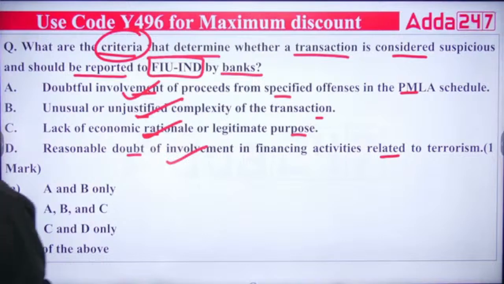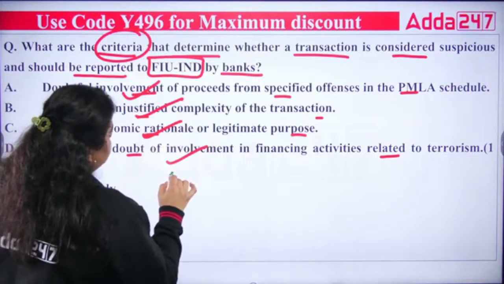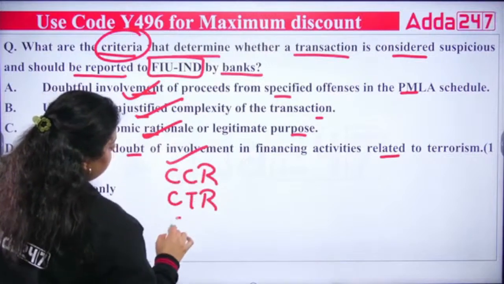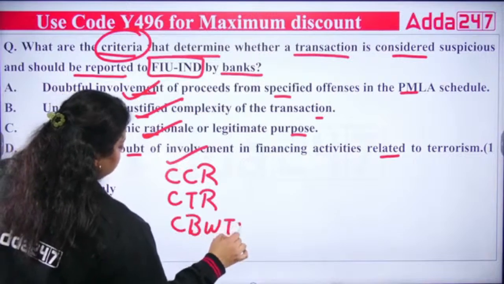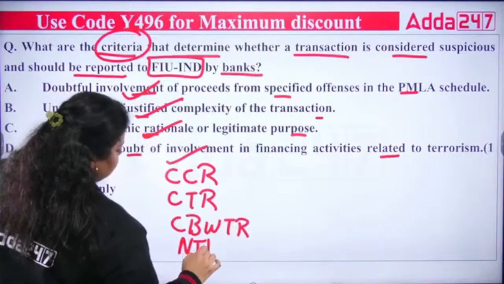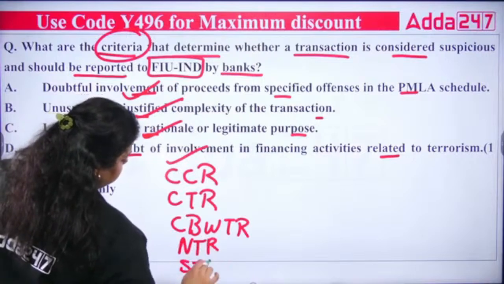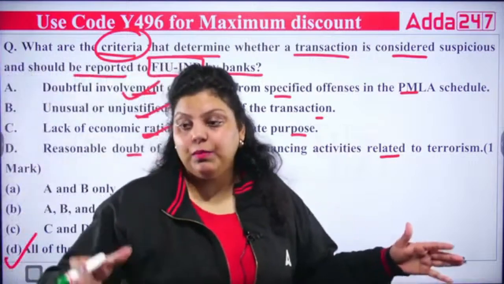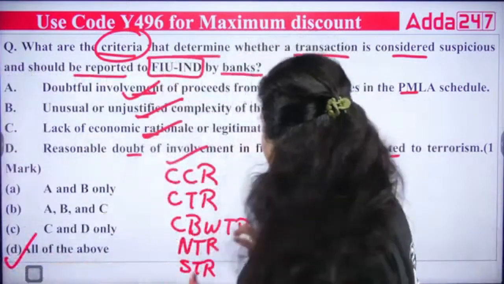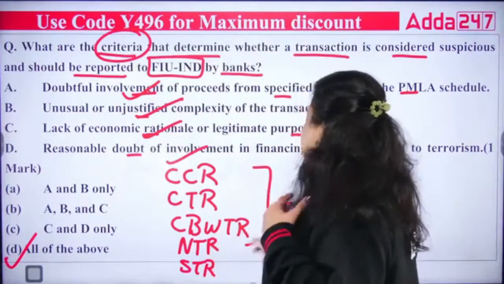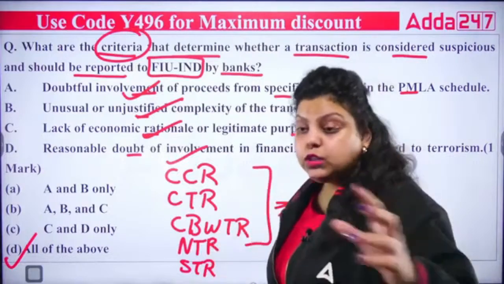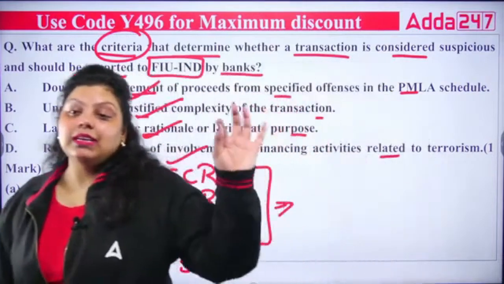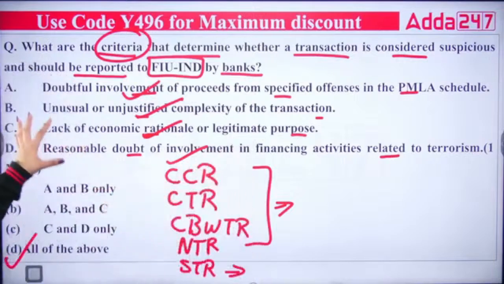Apart from that, also remember this, that there are certain reports: counterfeit currency report, cash transaction report, cross-border wire transaction report, non-profit organization transaction report, and suspicious transaction report. All these reports have to be submitted by the principal officer of a bank to the FIU-IND. The above 4 reports will be submitted on the 15th of the following month, and the suspicious transaction report has to be submitted within 7 days of suspicion of the transaction. So this is also important.